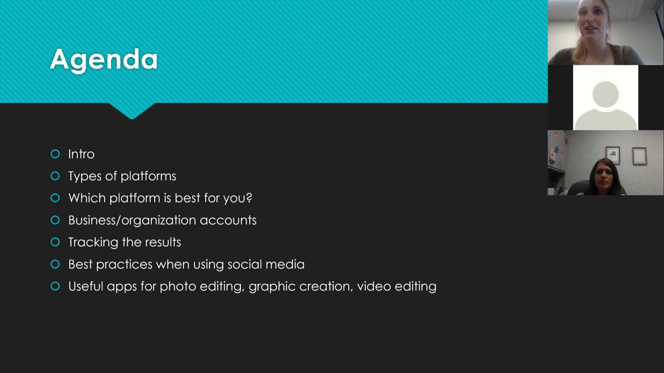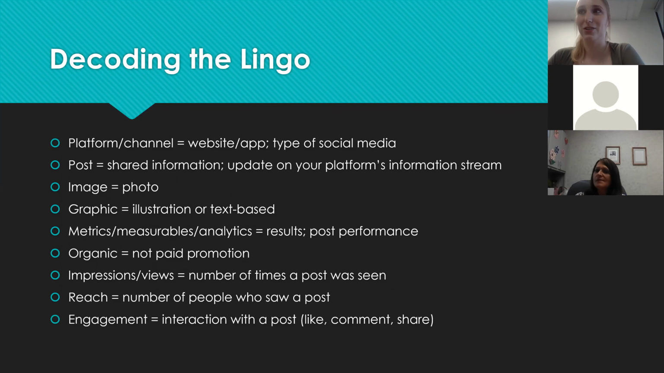Before we get started, I just want to make sure that we are all on the same page with vocabulary. When I say platform or channel, I am referring to the website or an app or a type of social media. So Facebook is a platform, Twitter is a platform. A post is your shared information. It's when you actually click the share button and put it out to the world. It is an update on your information stream. An image is generally a photo, whereas a graphic is illustration or text-based. They are different and they are kind of the same. Social media does not necessarily treat them the same.